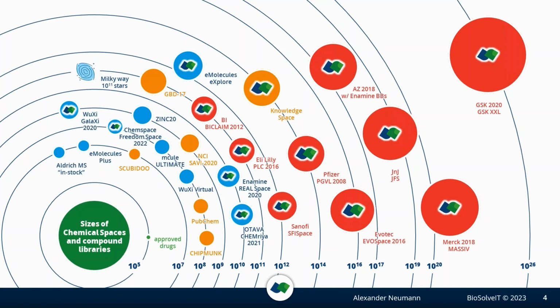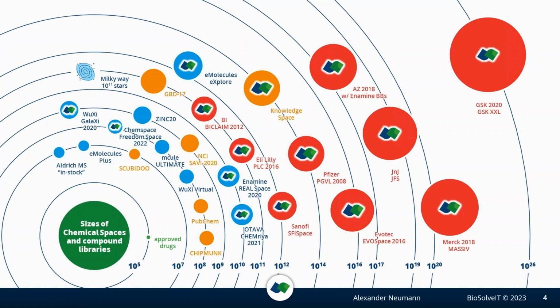And the reason is because those spaces contain many compounds, a lot more compounds than enumerated spaces do. In red, we have proprietary spaces, so spaces that belong to a pharmaceutical company, so it's not something you can search in. In orange, we have publicly available spaces, so something that you can just access from your computer at home. And we do have the blue spaces, which are commercial sources for compounds.